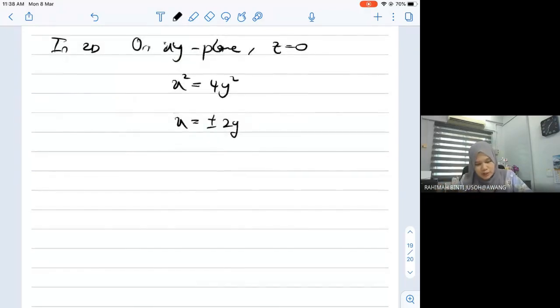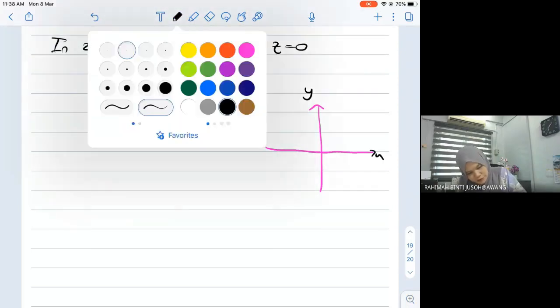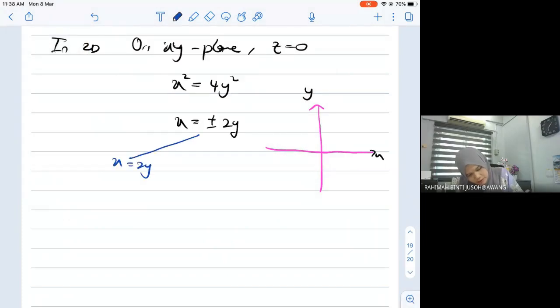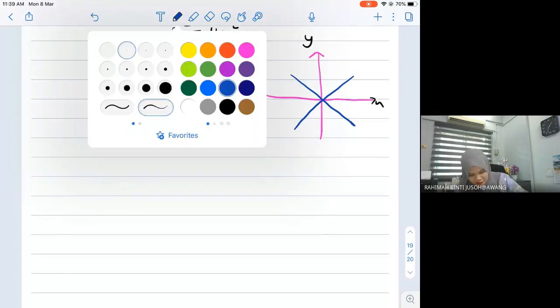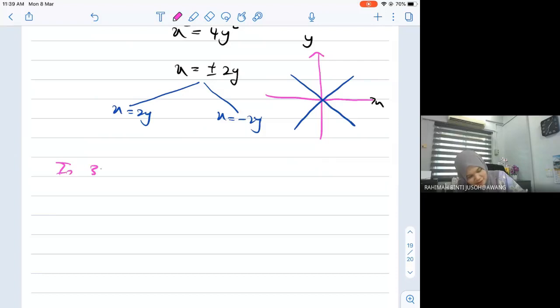So bila X equals to plus minus 2Y, logically bila you plot, what happen guys? Ni X, ni Y. X equals to positive 2Y dengan X equals to negative 2Y. Ini graf linear tau. Dia tak ada kuasa 2 dah. Ini graf linear. So straight line kan. So dia akan jadi macam gini kan. Positif 2, yang ni negatif 2, isn't it? Betul tak? Betul. So, dengan gembiranya, in 3D, you boleh terus lukis.